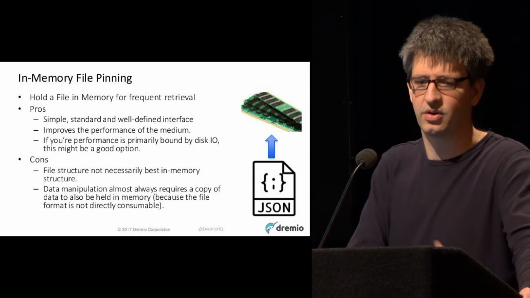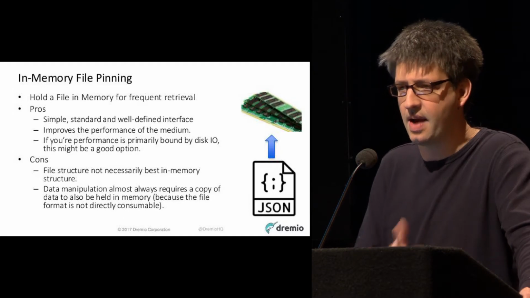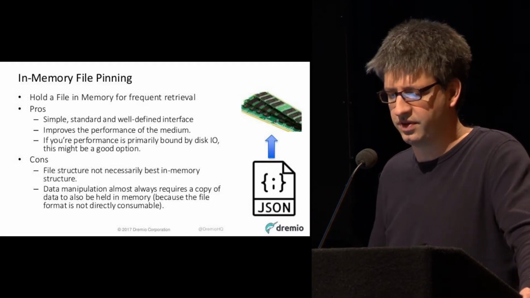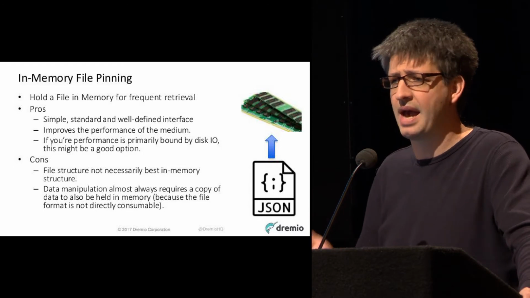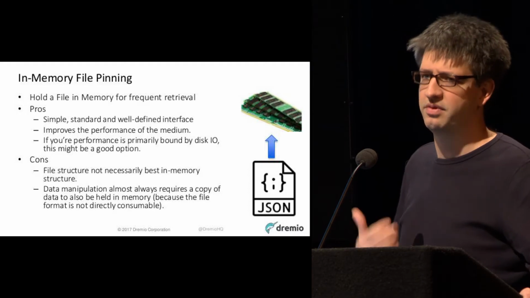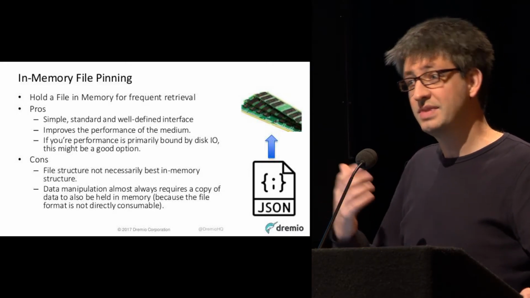And so, hey, if I can only pull from disk at 100, 150 megs a second, if we're using a spinning disk, now I'm pulling from memory, I can pull up to 10 gigs a second. Okay, that's great. That's going to way improve things. And so if your performance is bound by your I/O throughput, then in-memory file pinning can be very, very efficient and very helpful. That being said, there are some downsides to it too.